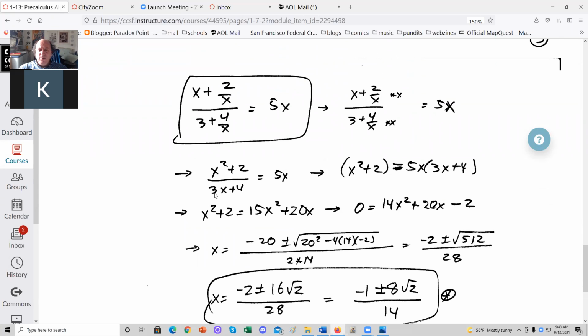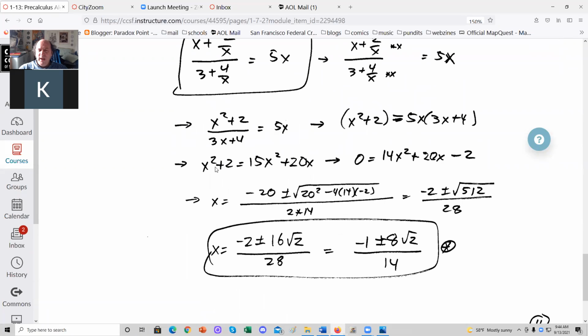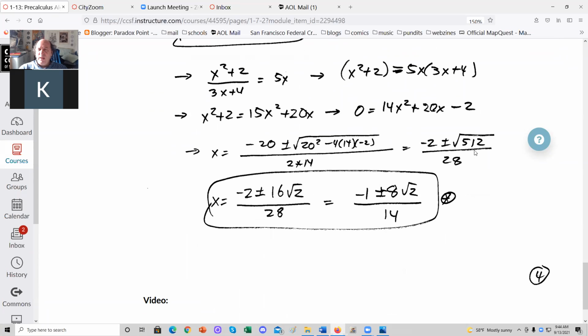Getting there. Transpose the 3x plus 4 to the other side. x squared plus 2 equals 5x times (3x plus 4). Multiply out. x squared plus 2 equals 15x squared plus 20x. Transpose the x squared plus 2 to the left side. And after some cancellations, you get 0 equals 14x squared plus 20x minus 2. At this point, actually I could remove a common factor of 2, but that's irrelevant.